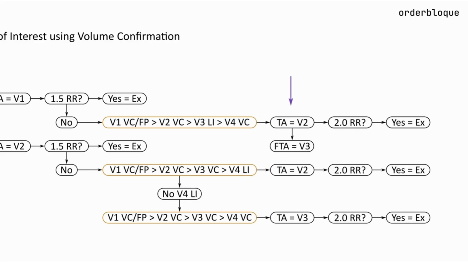Regarding the target, we have already discussed this logic. Essentially, the fourth variable validates the third, which in turn is inside the second. Therefore, in this case, our trouble area will be equal to the second one. If we get a minimum risk-to-reward ratio of 2.0 to it, then position entry can be made.